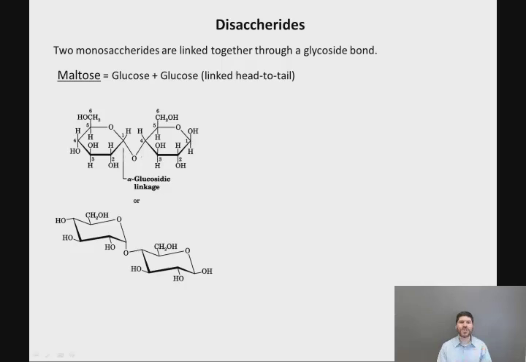So we have maltose drawn here in both the Haworth projection and in the cyclohexane chair conformation. And what you can see from the numbering of the carbons in the Haworth projection is on the left-hand sugar, the linkage occurs at carbon 1, which is the anomeric carbon and what I call the head of a sugar. And on the right-hand glucose, the linkage is occurring at carbon 4, which being the furthest carbon in the ring from carbon 1 is what I call the tail of the sugar.